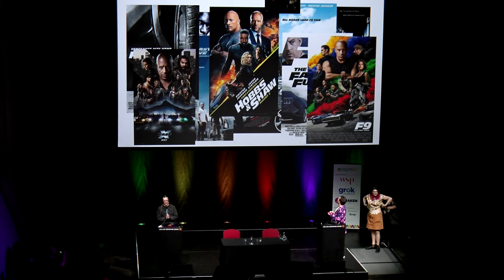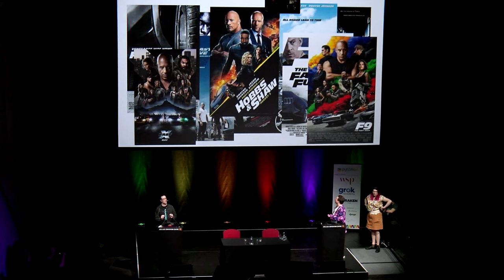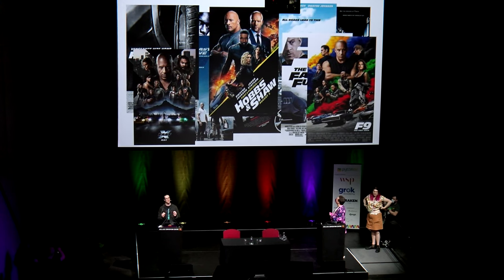So, Universal goes on to make $7 billion in gross box office takings from the entire Fast and the Furious franchise. Roger Corman received some stock footage, which, as far as I'm aware, he has never used for anything.